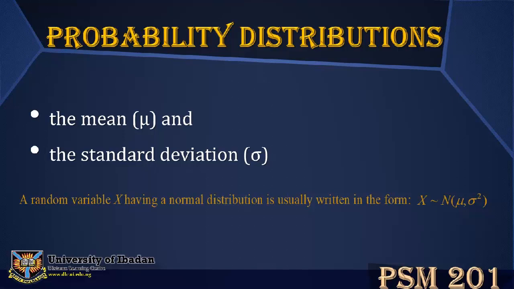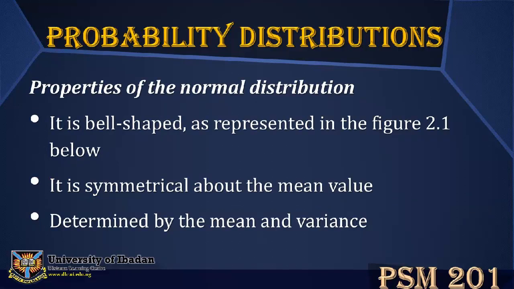However, a normal distribution with a mean equal to 0 and a standard deviation equal to 1 is called a standard normal distribution, sometimes called the z distribution. And a random variable z having a standard normal distribution is usually written in the form z approximately N(0, 1).